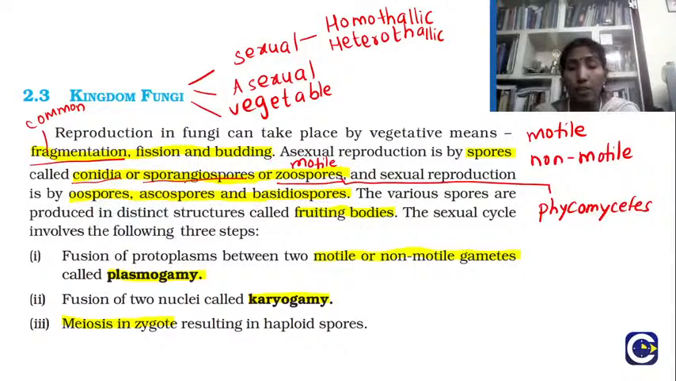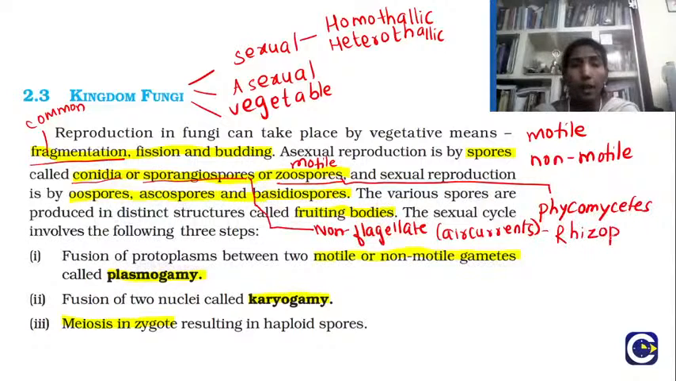Then we have the sporangiospores. Sporangiospores are non-flagellate, which means they cannot move; they will be carried by air currents. Very commonly they are dispersed by air currents. They are commonly seen in Rhizopus. What about the conidia? Conidia are also non-motile.